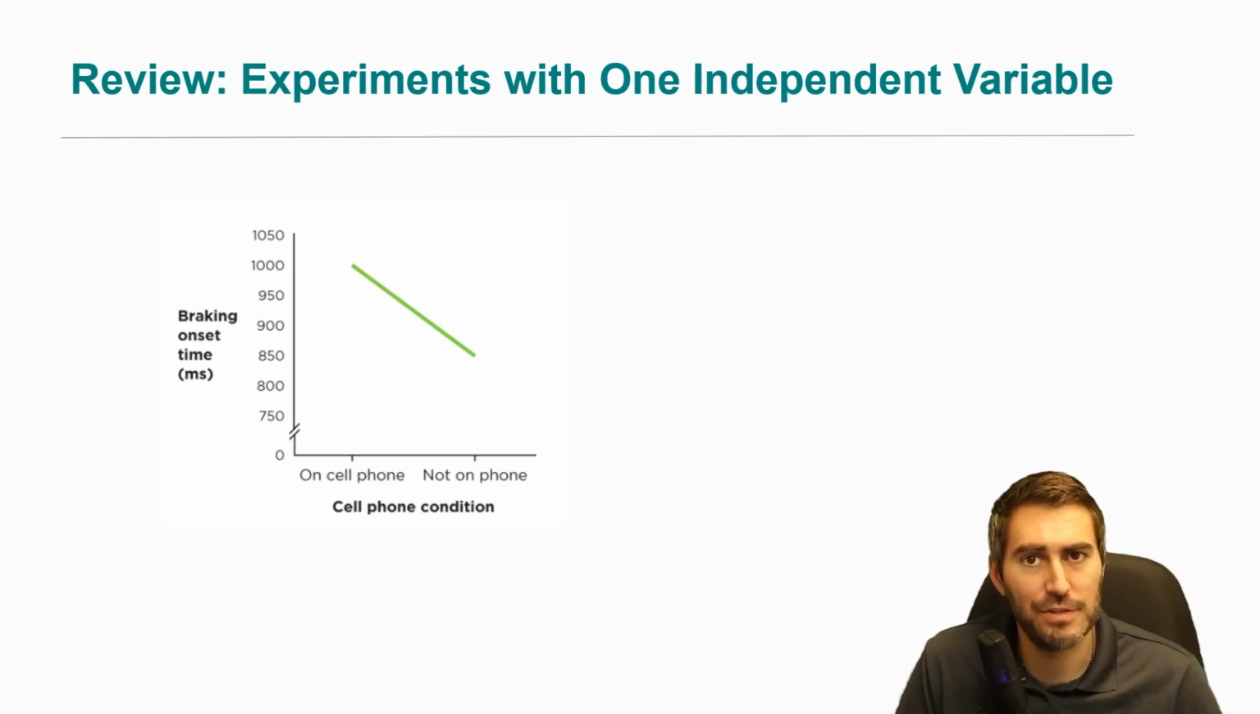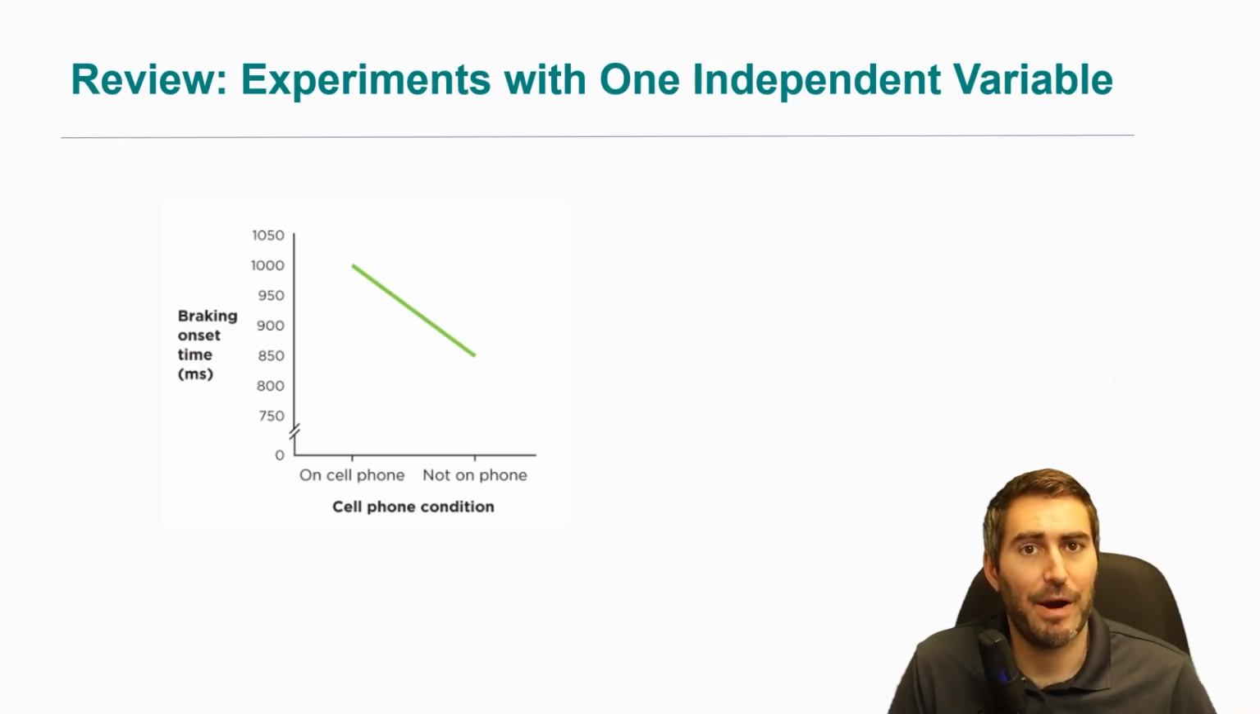Hopefully you can see how both of these two studies simply manipulated one thing, either the amount of alcohol or the use of a cell phone while driving. And they both observed how this one variable changed the outcome variable, or the intensity and length of electric shock, or the time it took someone to start braking.